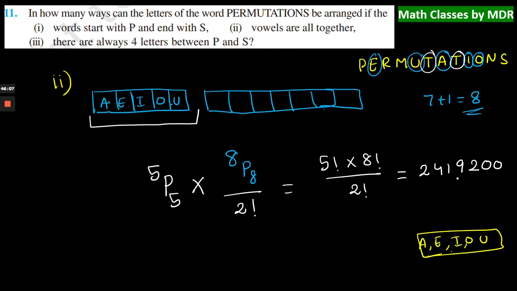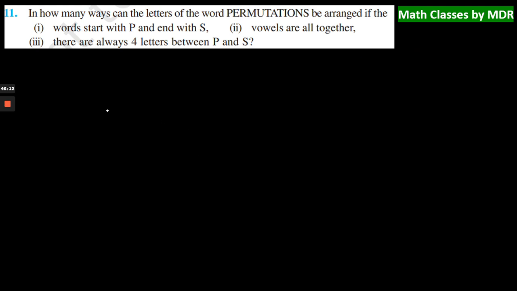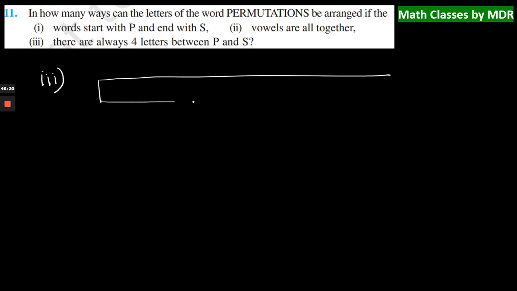There are always 4 letters between P and S. For that, let me take here how many ways we can arrange them.